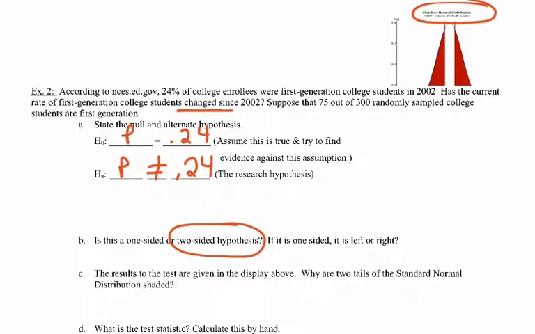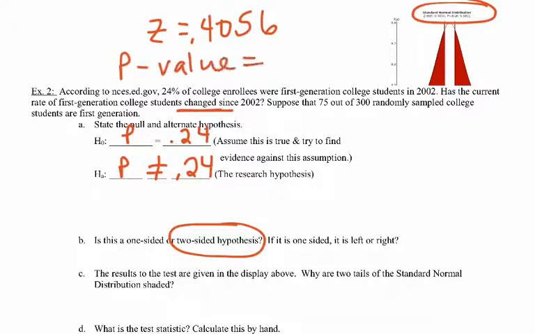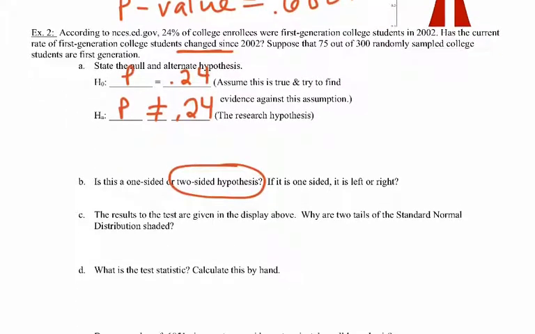Let me write what it says up at the top. The z-score is 0.4056, I believe. And the p-value that goes with it, remember the p-value is the shaded area, is 0.6851. All right, so the test results are given. Why are the two tails shaded? The reason they were both shaded is because it was a two-sided or two-tailed hypothesis.